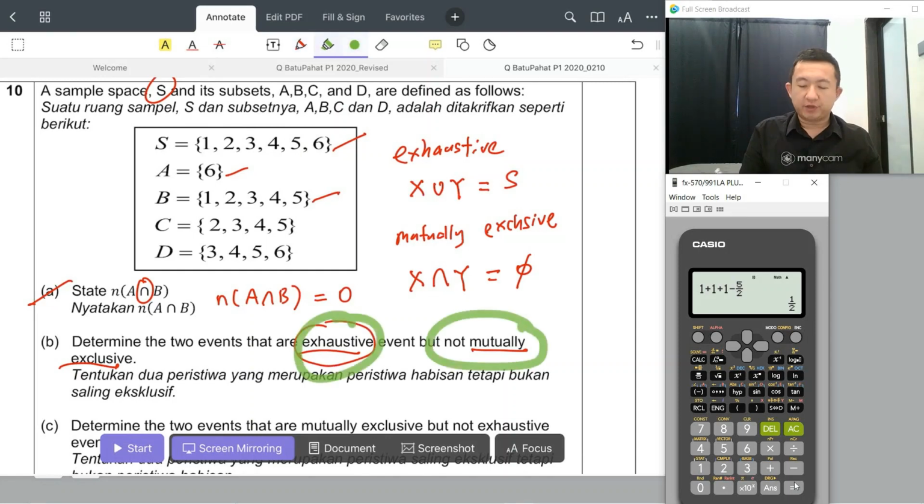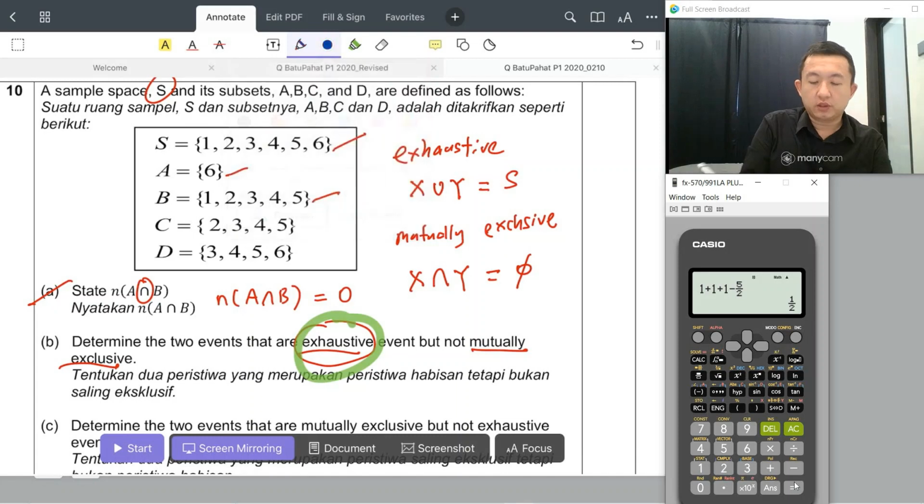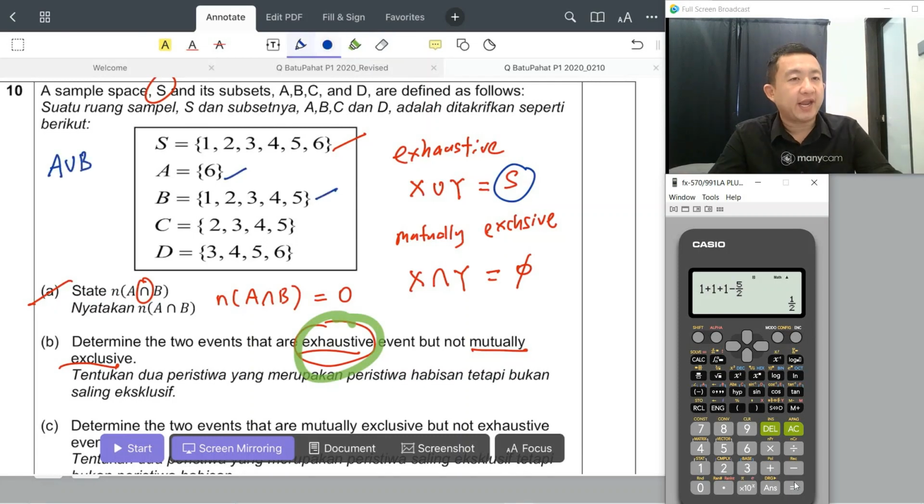Okay, so now we are looking for the first thing first, remember, exhaustive but not mutually exclusive. Now we look at exhaustive first. Exhaustive means X union Y equals everything, the sample space. We try with A first. A and B. When A union B, you have 1, 2, 3, 4, 5, 6. Am I right? Is it the sample space? Is it everything you have? Yes. So A and B, exhaustive. Pass the first criteria.